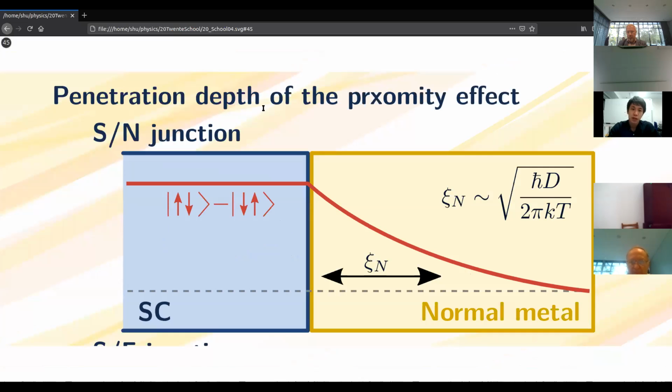The penetration depth of the proximity effect in the usual case, in the usual SN junction, is characterized by this ξ_N. This is the coherence length.